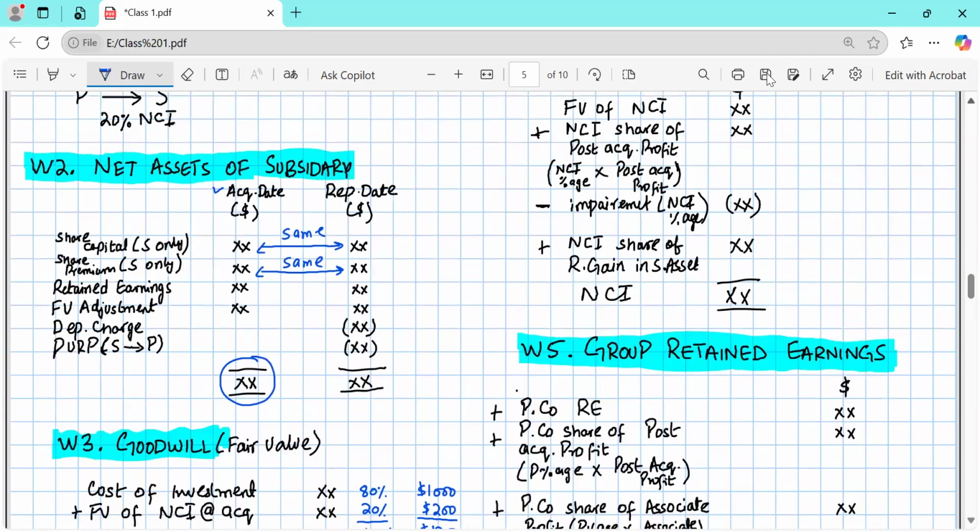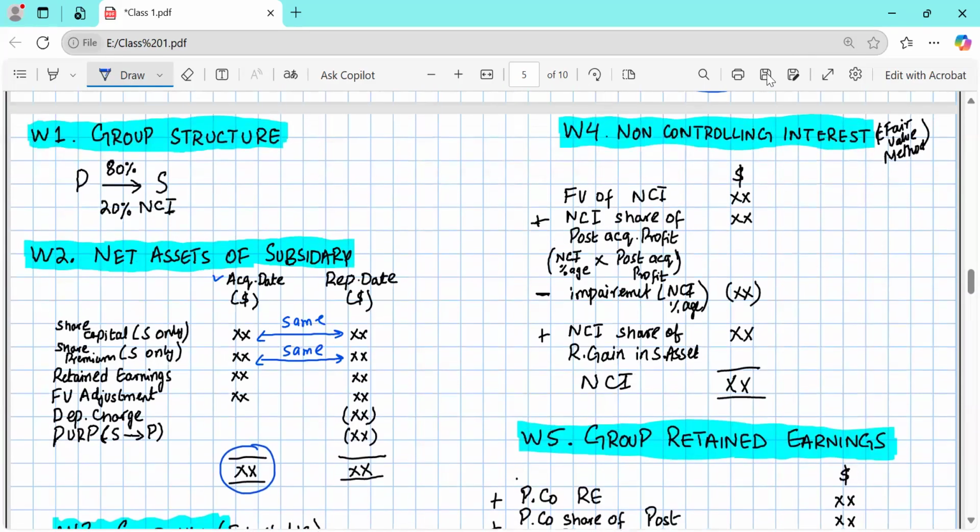Then comes the working for non-controlling interest. First, you will write down the fair value of NCI. Now, the fair value of NCI will be given to you in the question. If it is not given to you, there's a way that you need to calculate that, but we are going to talk about that in the upcoming classes. So, the fair value of NCI means what the value of NCI is, plus NCI share of post-acquisition profit.